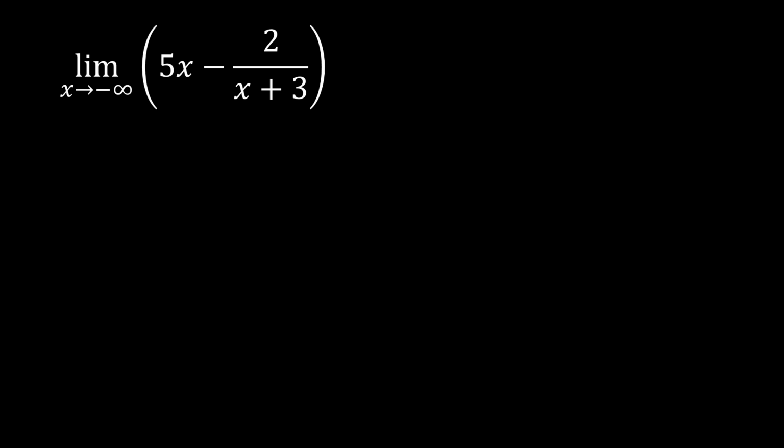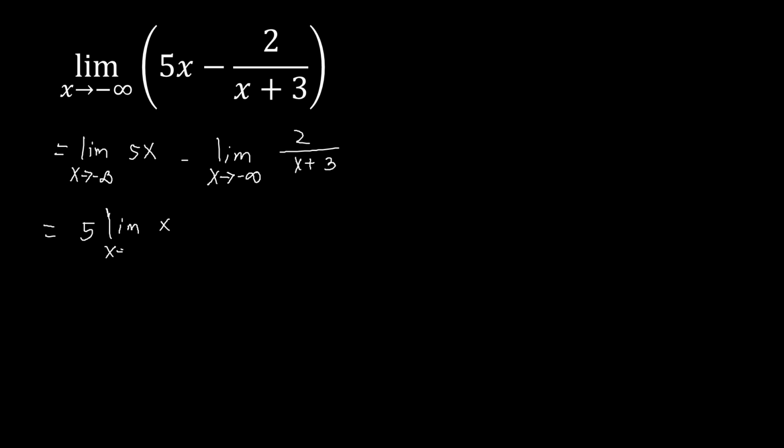We have the limit of 5x minus 2 over x plus 3 as x approaches negative infinity. So we can simply separate that as the limit of 5x as x approaches negative infinity minus the limit of 2 over x plus 3 as x approaches negative infinity. So for this one, we can evaluate it. We've got 5 out, and then we have the limit of x as x approaches negative infinity.